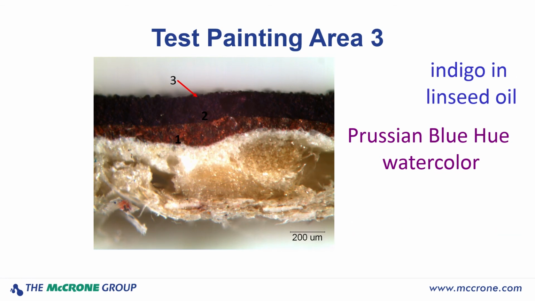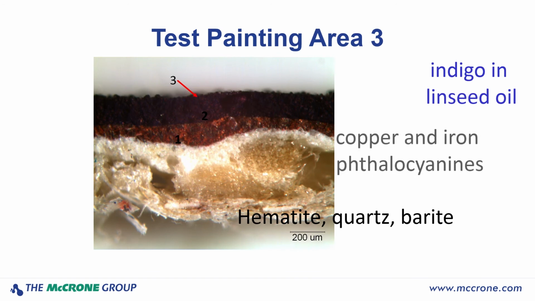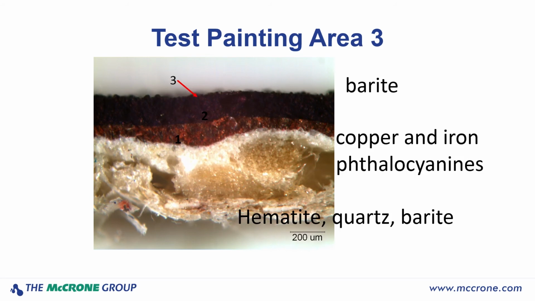The burnt sienna in oil showed hematite, quartz, and barite, very typical of this type of pigment. The Prussian blue hue showed copper and iron phthalocyanine, which are very typical of Prussian blue pigments. The indigo and linseed oil did only show barite. And indigo is a crystalline material, but perhaps there wasn't enough in it to be detected by X-ray diffraction, which is usually around 1% or 2%.